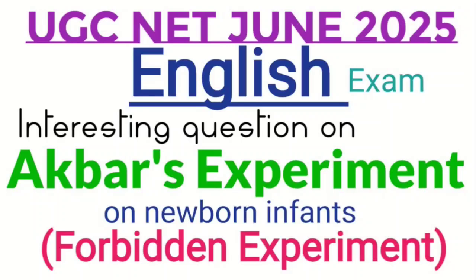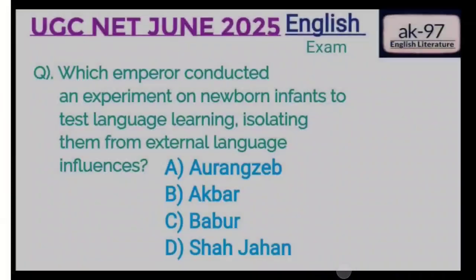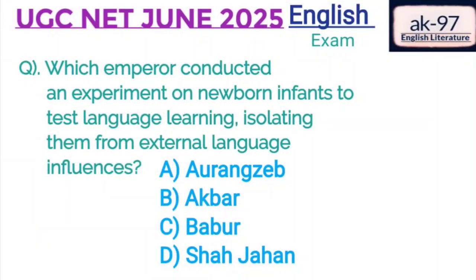And in this video we are going to learn in detail about Akbar's experiment on newborn infants, that is the forbidden experiment. Now we will see how the question was asked in the exam. Which emperor conducted an experiment on newborn infants to test language learning, isolating them from external language influences? And the options are Aurangzeb, Akbar, Babur, Shah Jahan.